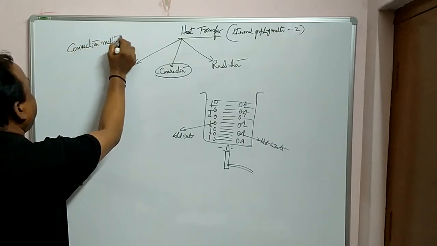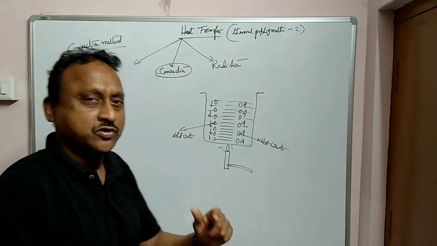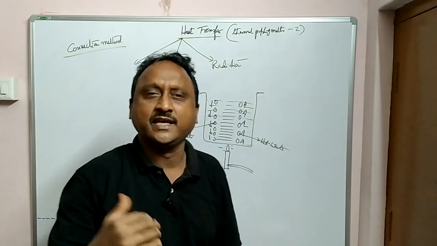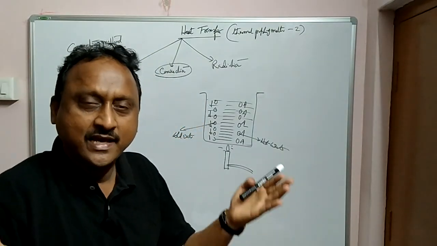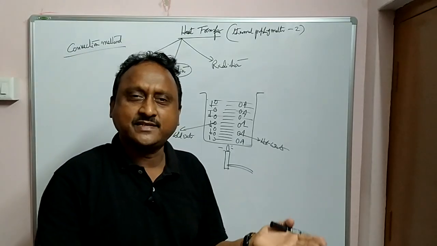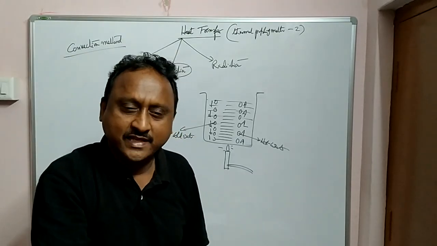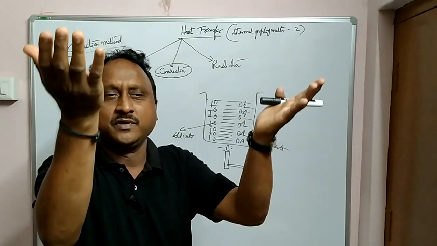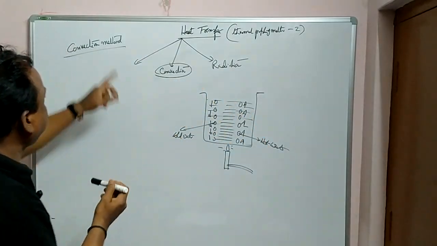That method is called the convection method. So by the method of convection only heat can be transferred. When the density is more it comes down, when the density is less it goes up. There are other examples for convection also you can give.